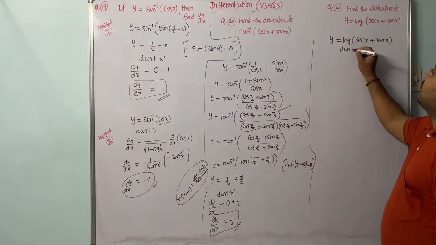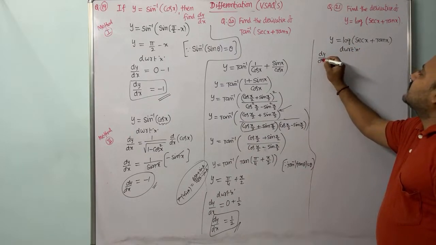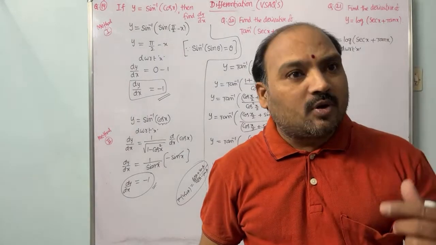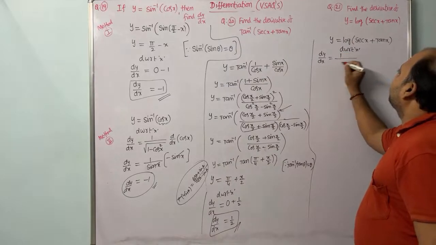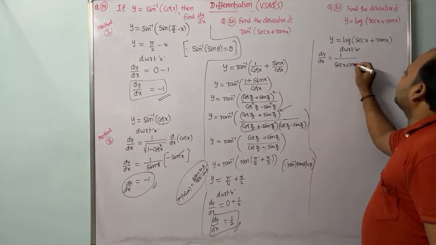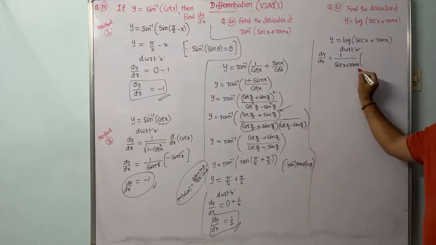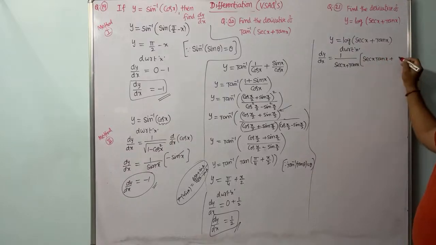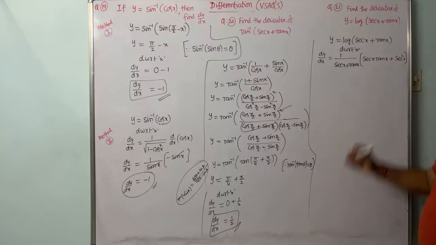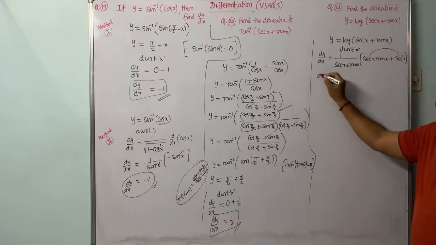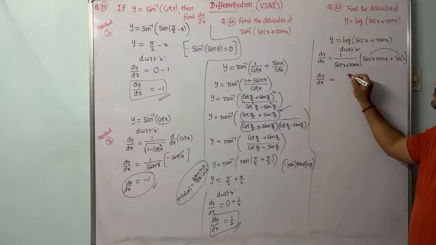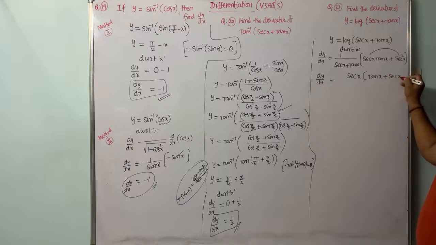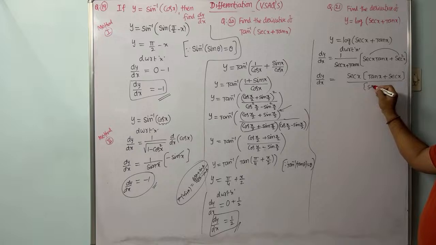So differentiate with respect to x. dy by dx equal to log of f of x; d by dx of log f of x is 1 by f of x. So 1 by (secant x plus tan x). Again, each and every time you have to differentiate. Secant x derivative is secant x tan x, plus tan x derivative is secant square x. From these two, take secant x common. dy by dx is equal to secant x, taking out common, (tan x plus secant x) divided by (secant x plus tan x).